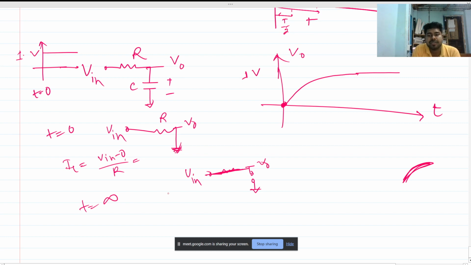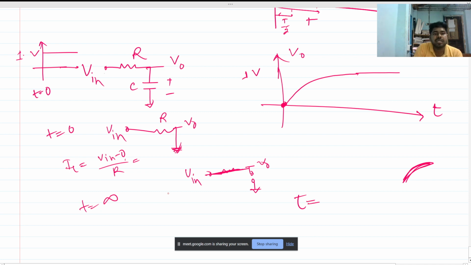If there is a finite current, then it cannot change abruptly; if there were infinite current, then it could charge instantly, or change its voltage across it suddenly. Okay, we know that. And what is the time constant of this circuit?